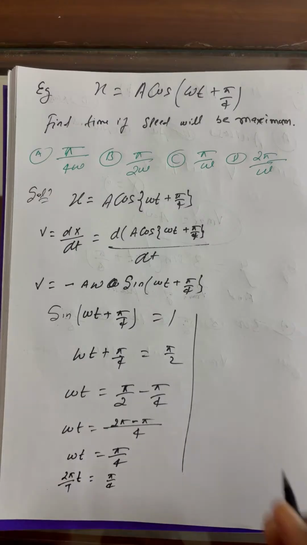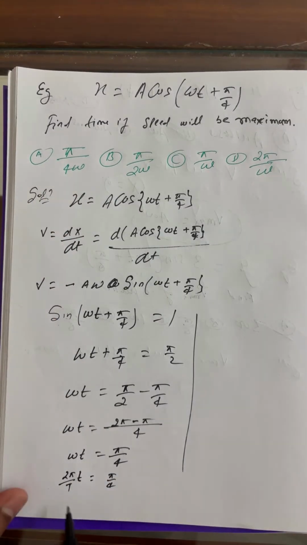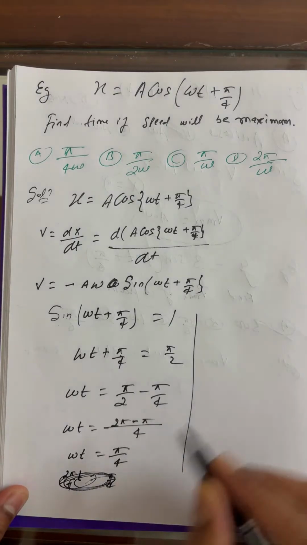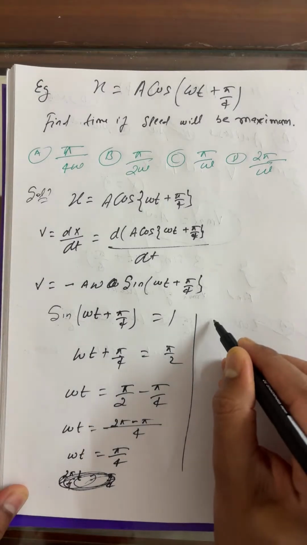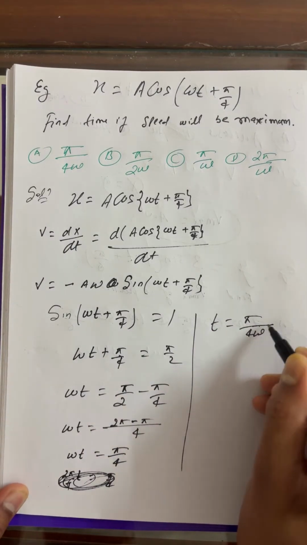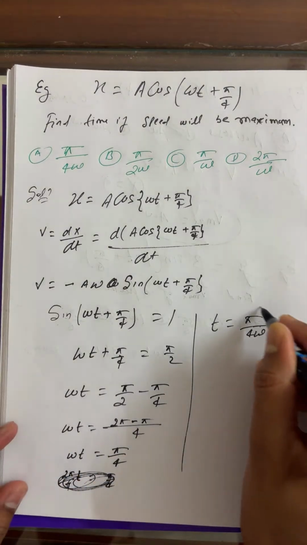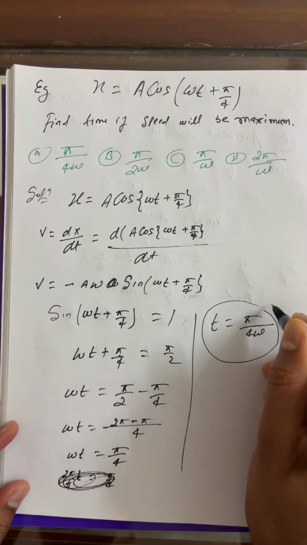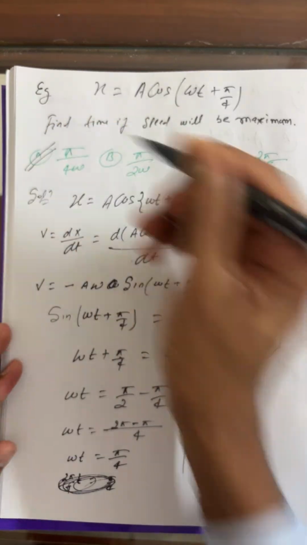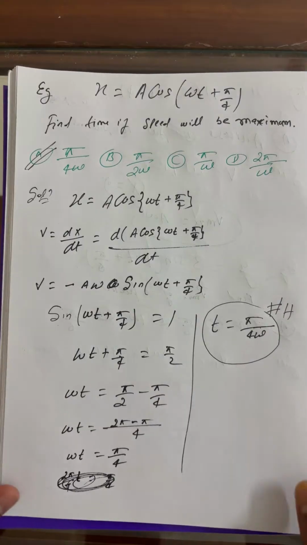The answer is required in terms of ω only, so there is no need to do that. Simply you will get t equals π/4ω. Very good, I'm feeling proud of you. Option first is correct only.